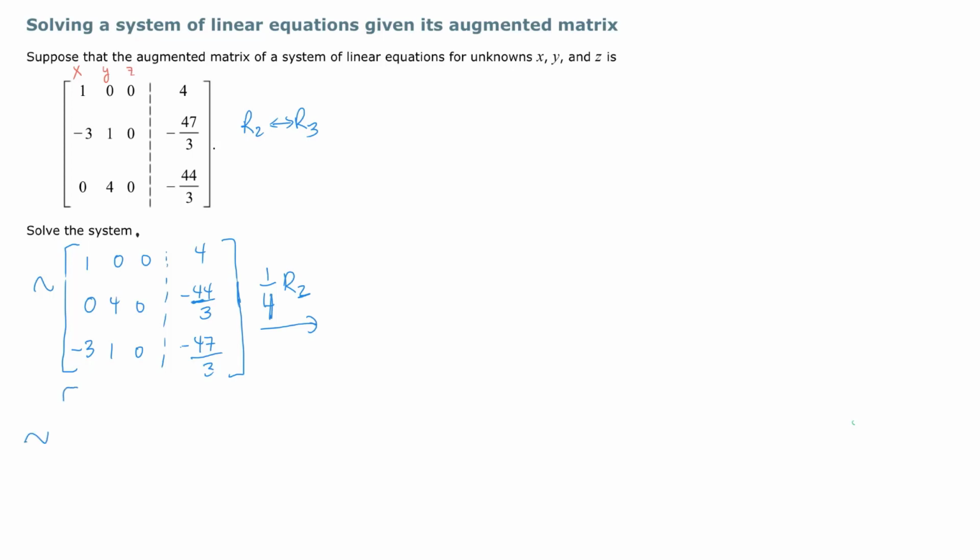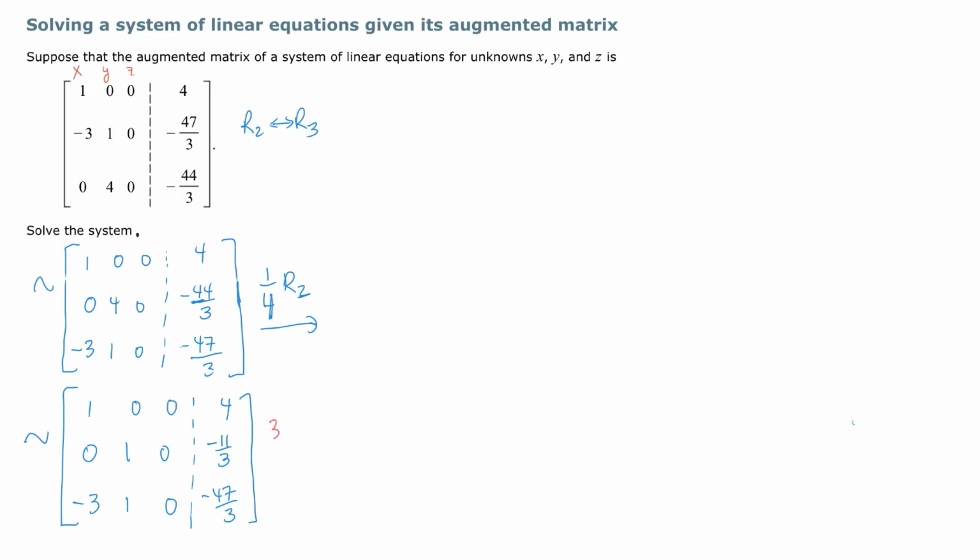That is now row equivalent to 1, 0, 0, 4, 0, 1, 0, and then that's negative 11 thirds. And then we have negative 3, 1, 0, and negative 47 thirds. Now that is strange. If you look at this carefully, this third column has a column of zeros, and that is very unusual. I do want a 0 here. It'll be nice to get a 0 here as well. Let's see if it's possible.